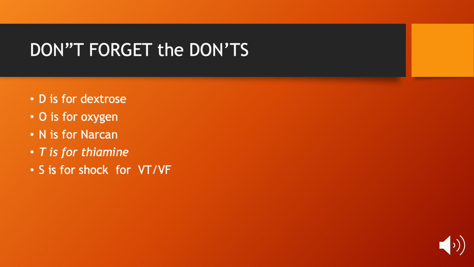This is a critical point to the assessment of patients who have altered mental status or unconsciousness. Don't forget the don'ts. D is for dextrose, O is for oxygen, N is for Narcan, T is for thiamine, although I've truly never seen someone reverse their altered mental status emergently with thiamine, but it works for my mnemonic. And S is for shock, the patients with VT or VFib. These are the reversible causes in unresponsive patients.